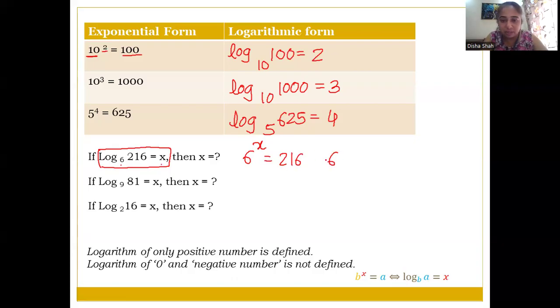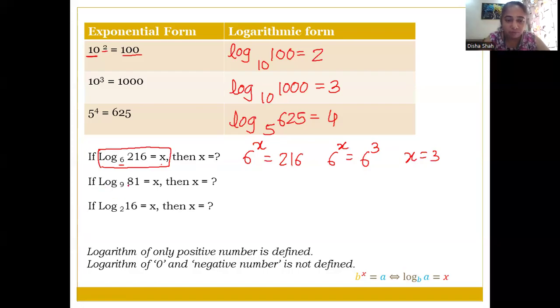Now we know that the cube of 6 is 216, it means that 6 raised to x is equal to 6 raised to 3. So from this we can say that x is equal to 3. In short, we have to see which power of 6 gives you 216. So we know that 6 raised to 3 gives us 216, so x is equal to 3.